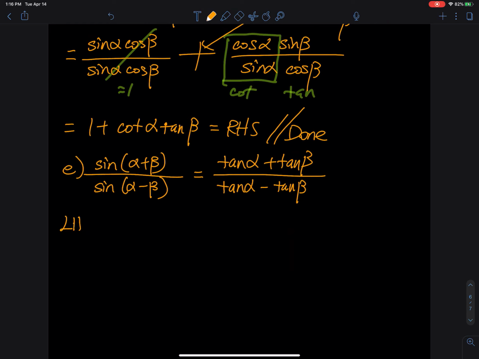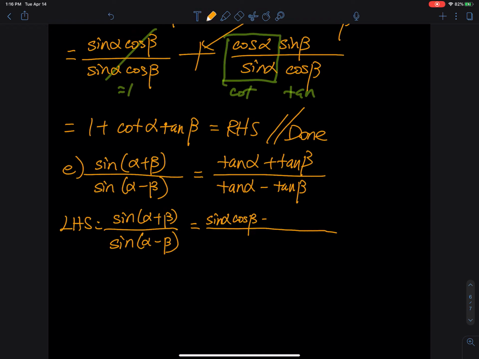I want to start on the left. So we have the left hand side, that is equal to sine of alpha plus beta divided by sine of alpha minus beta. That is equal to, you just apply the sum and difference formula, right? So sine alpha cosine beta plus cosine alpha sine beta, and then divided by sine alpha cosine beta minus cosine alpha sine beta.